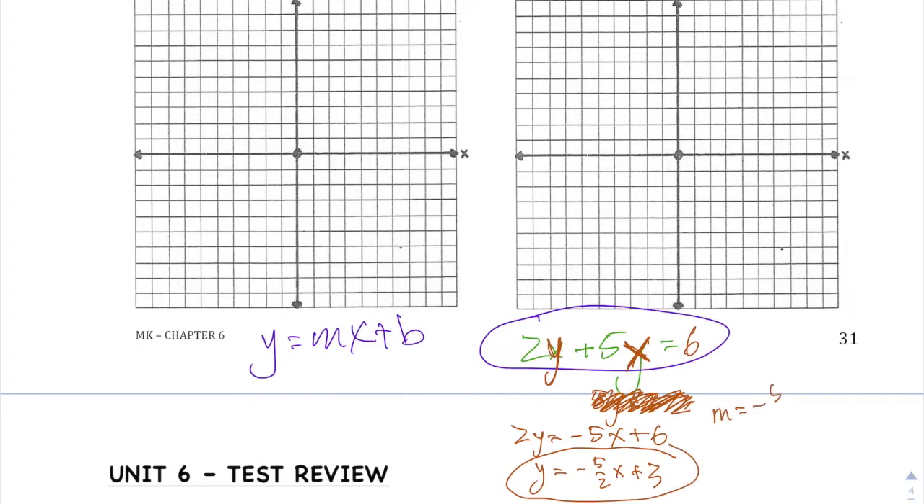The slope is negative 5 halves. Don't be intimidated. We want that. And we have a y-intercept of positive 3. Okay. Now, when it comes time to graph, let's use orange. We go up 3, bang. And we need a slope of negative 5 halves.